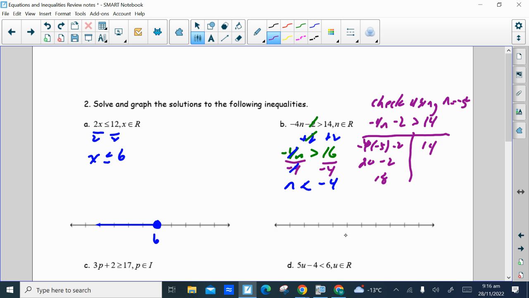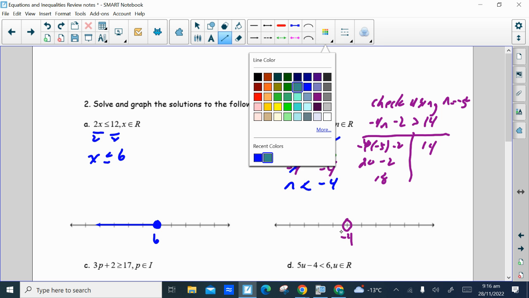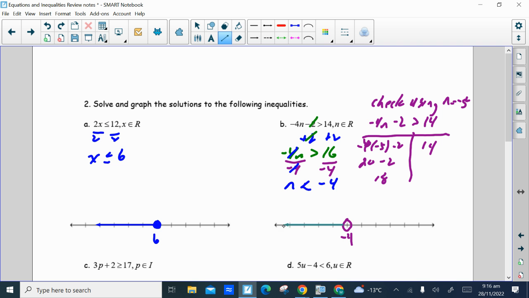So on the number line, we'll put -4 in the middle, and this will have an open dot because n is less than -4 only, not equal to. So because of that, we have an open dot, and again, the line has to go to the left, and you need an arrow on the end to show that that pattern continues.